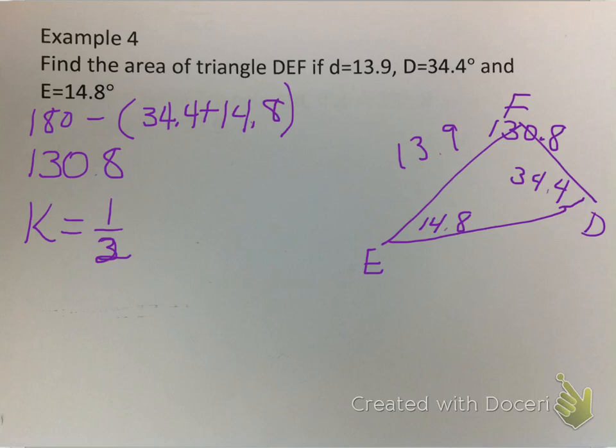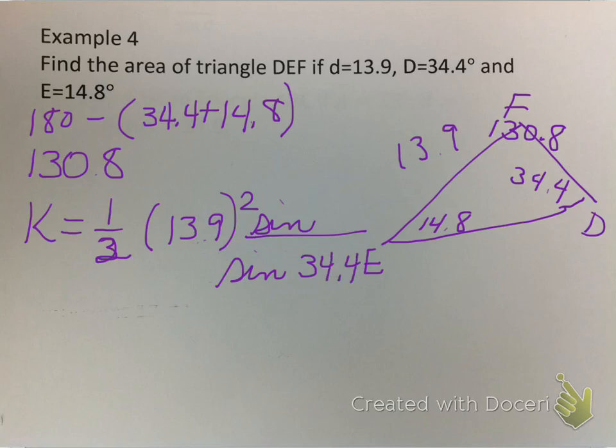We're almost done. We're going to take that side, that's 13.9, and we're going to square it. And then notice I'm going to take the sine of the other two angles, not the angle D, and I'm going to put the sine of D on bottom, which is 34.4. So see, that's the sine of D. And then the other two go on top. The sine of 14.8. And remember, in multiplication, order doesn't matter. And then the sine of 130.8. Well, this is really a mess, and I apologize.